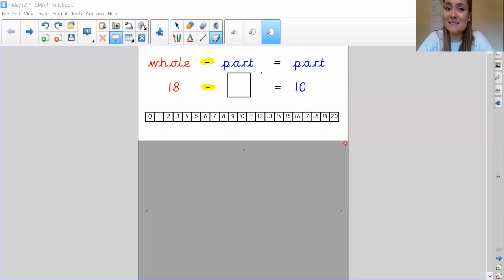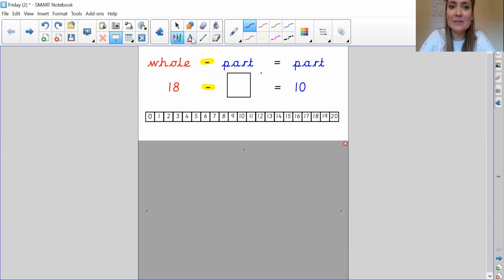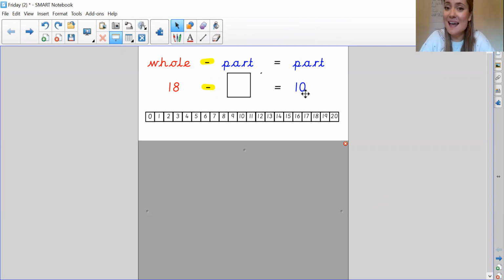Okay, so we're going to practice our missing number sentence. So we know whole take away a part equals part. So let's have a look quickly at our question. It says 18 take away something equals 10. So draw your number track all the way to 20 and see if you can work out what our missing part is. So think carefully about what you know.